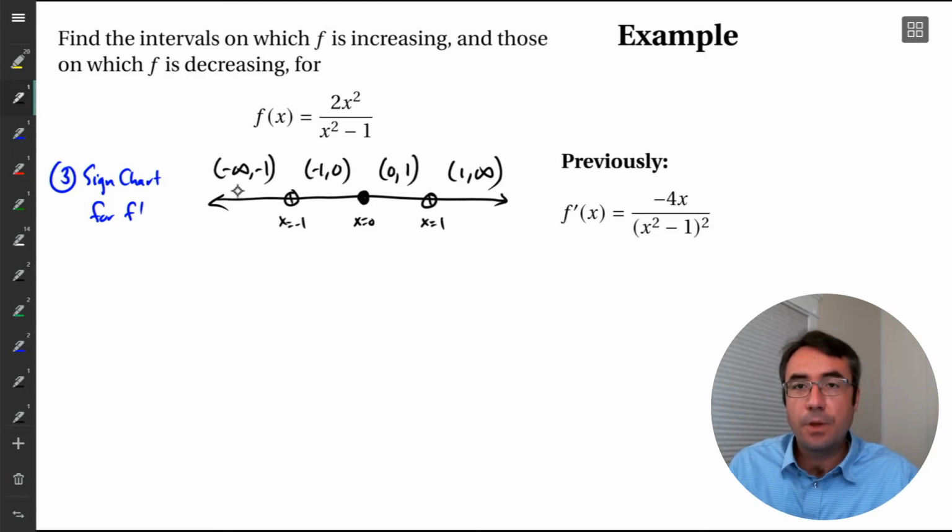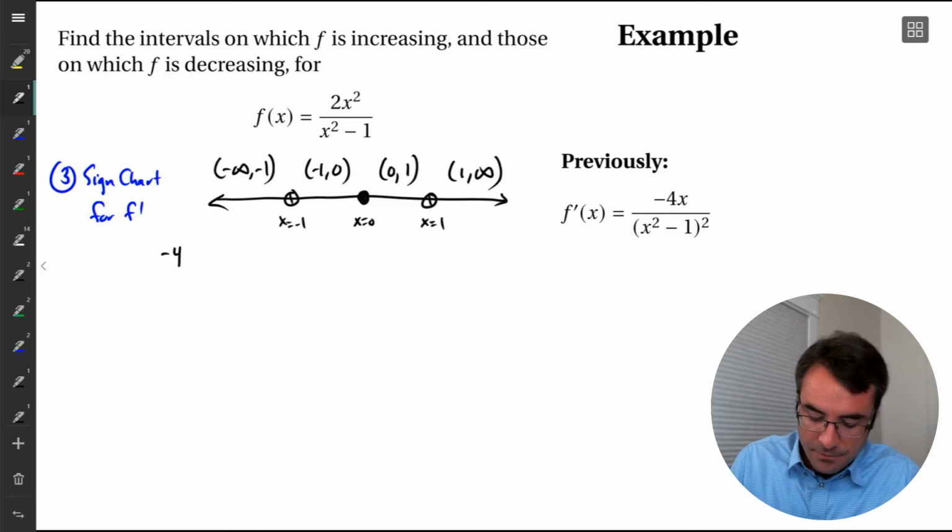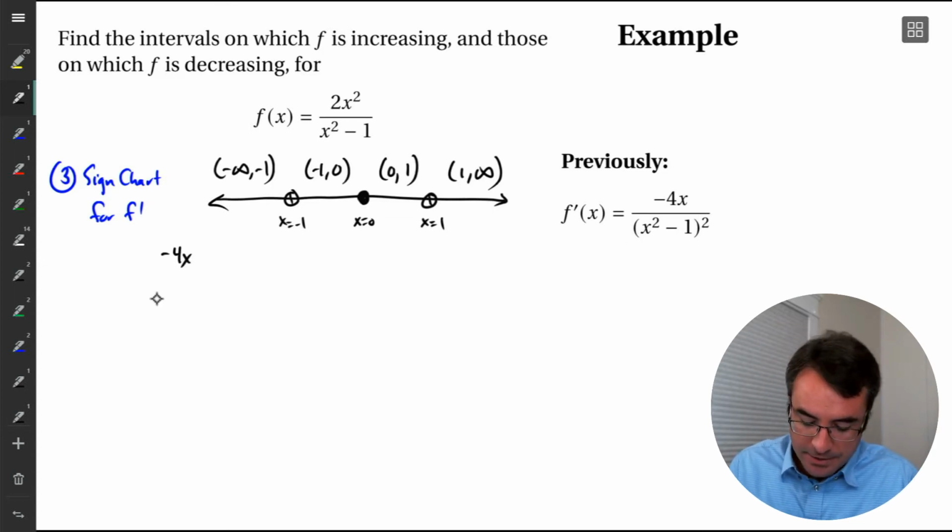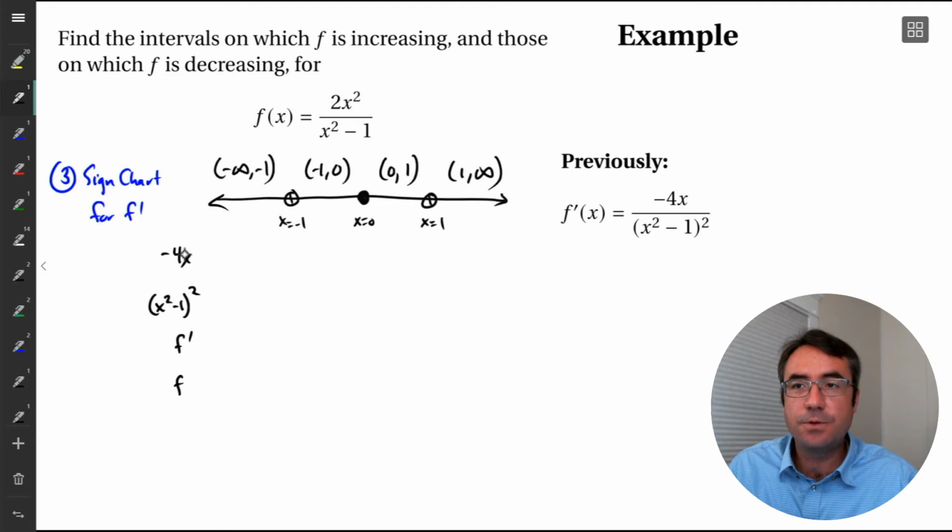And so the way we do that is we look at our derivative, and we found it before. It was negative 4x over this x squared minus 1 squared. And we really just consider the different factors here. So we have a negative 4x, that's one factor. And then the other factor here is this x squared minus 1 squared. And then we're going to use those two factors to see what the sign is for f prime.